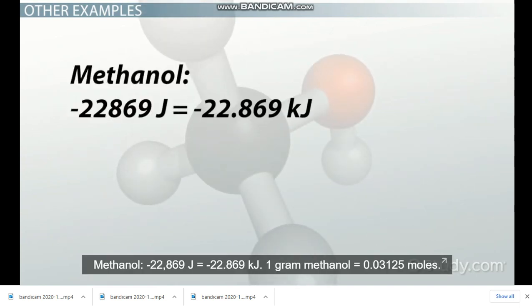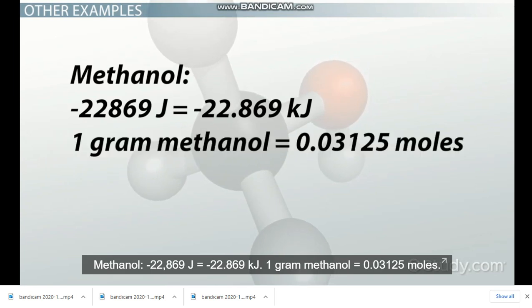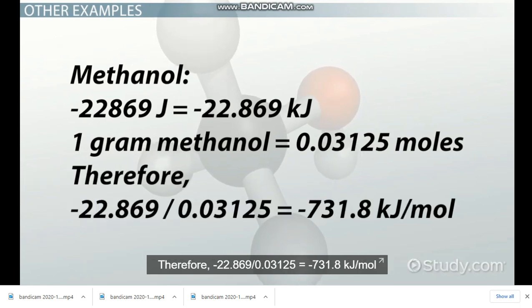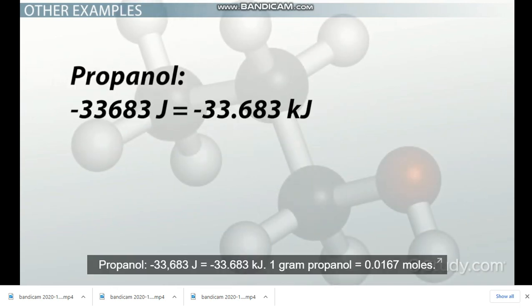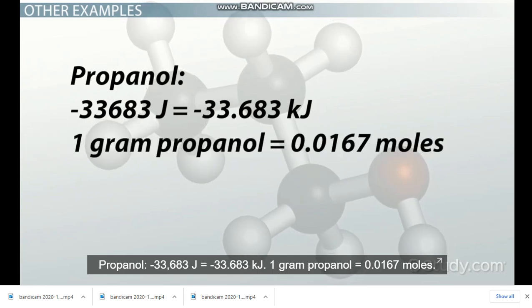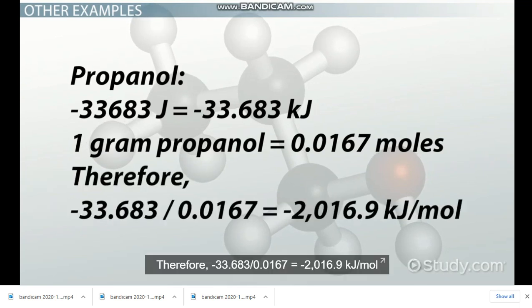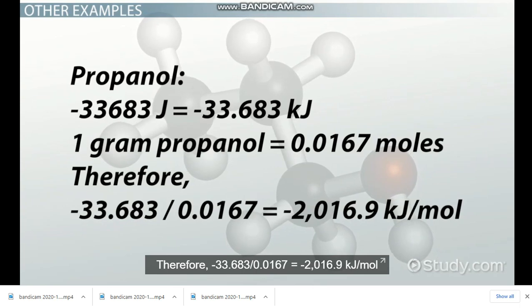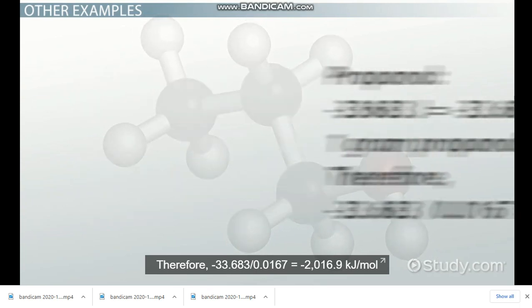Now, let's change joules to kilojoules and divide that by moles. Methanol, negative 22,869 joules equals negative 22.869 kilojoules. 1 gram of methanol equals 0.03125 moles. Therefore, negative 22.869 divided by 0.03125 equals negative 731.8 kilojoules per mole. Propanol, negative 33,683 joules equals negative 33.683 kilojoules. 1 gram of propanol equals 0.0167 moles. Therefore, negative 33.683 divided by 0.0167 equals negative 2,016.9 kilojoules per mole.